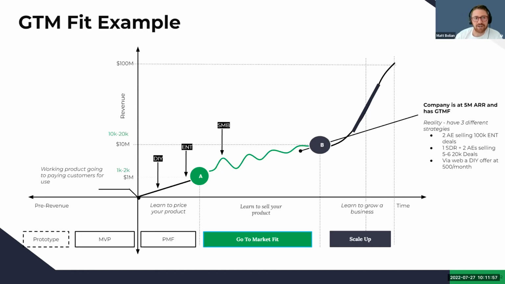And so this gets to the question Angela was asking, which I think is awesome. Which one is your margin at? Which one is going to make you the most money long-term?